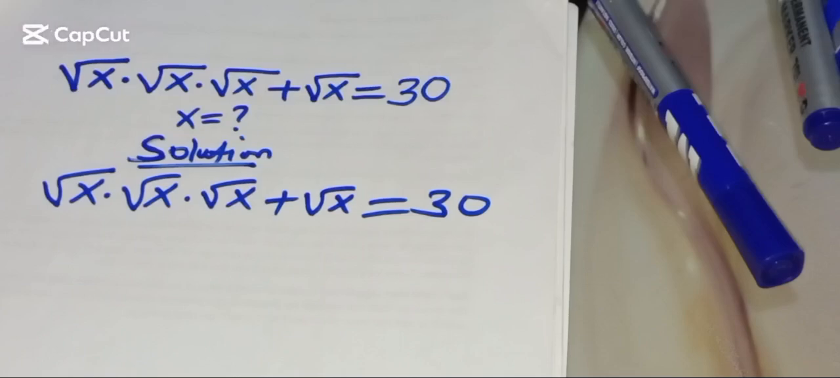Hello everyone, welcome to solve this nice square root math problem, which is the square root of x multiplying by square root of x multiplying by square root of x plus square root of x is equal to 30. So what is the value of x?